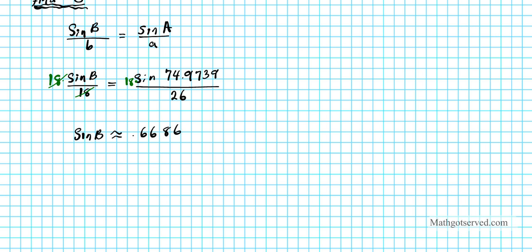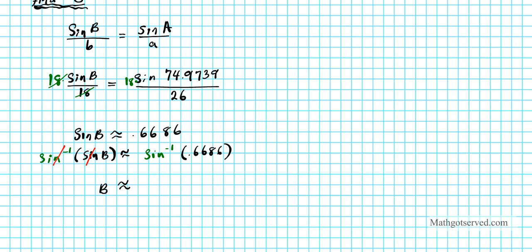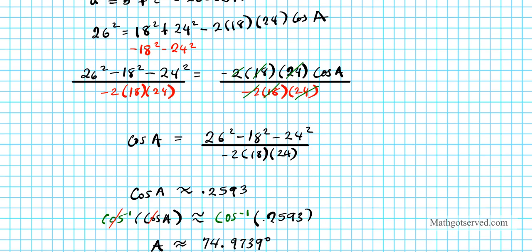0.6686. So to get B isolated, we're going to take the inverse sine of both sides. We're not multiplying here. We're taking the inverse sine of both sides. Okay, so inverse sine of sine B on the left is approximately, on the right, the inverse sine of 0.6686. Okay, so on the left side inverse sine and sine cancel out. So we end up with uppercase B is approximately. Now let's plug this into our calculators. So we'll have the inverse sine of our previous answer, second function negative. Enter, and we have 41.9619. So angle B is approximately 41.9619 degrees.